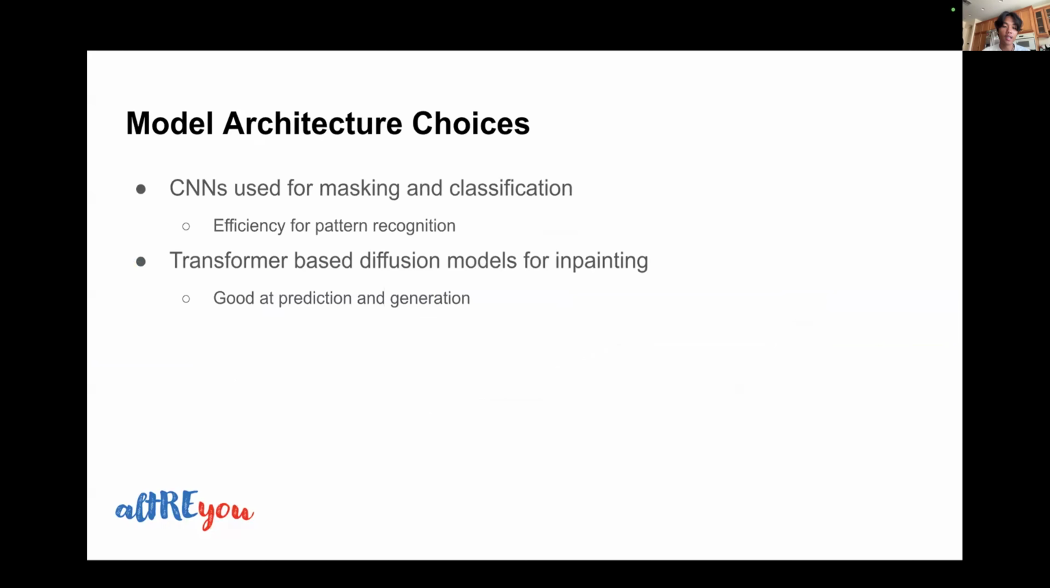We use CNNs for damage detection and style classification because they're efficient for spatial pattern recognition, while for in-painting, we use diffusion-based transformer models, which excel at generating high-fidelity textures and stylistic detail.